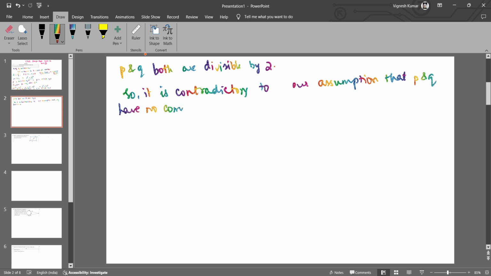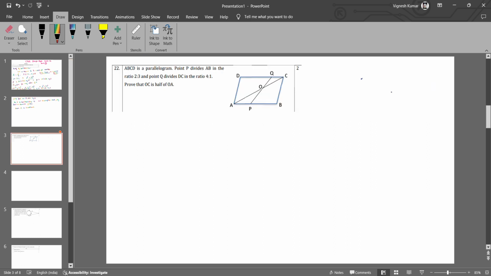So why has this contradiction arisen? It is because of our assumption that root 2 is rational. Hence, root 2 is irrational. So let us go to the next question.